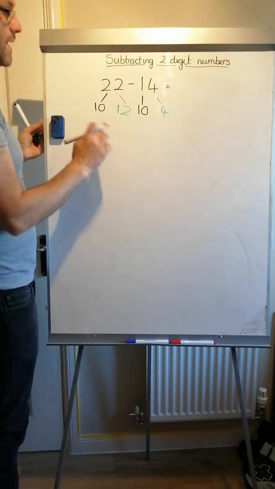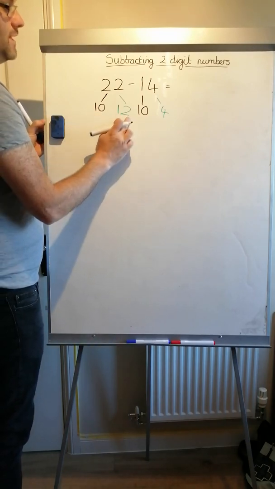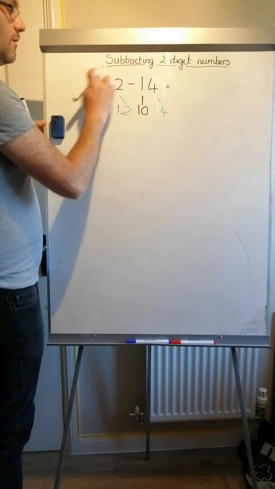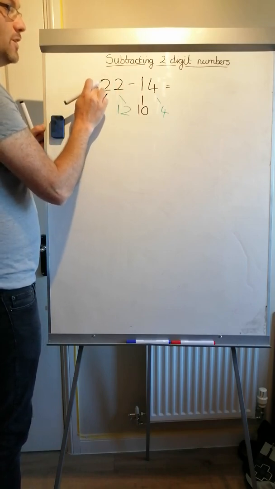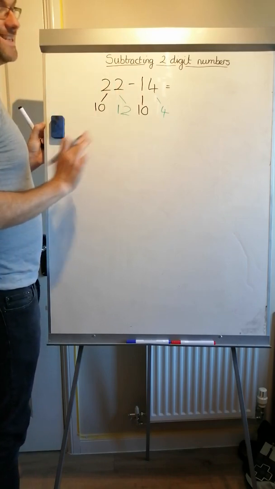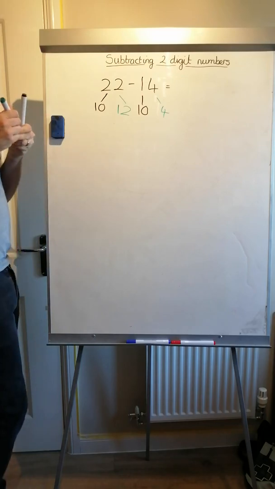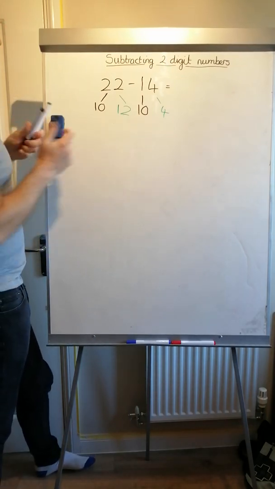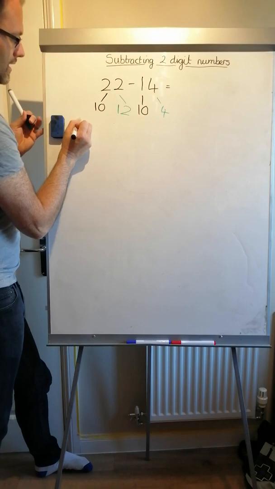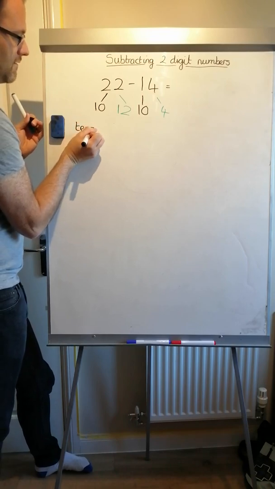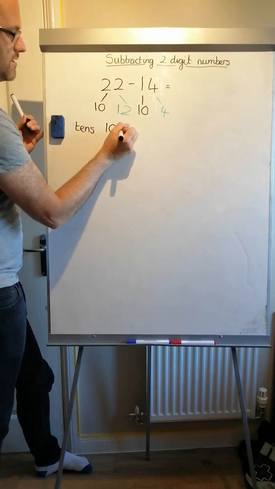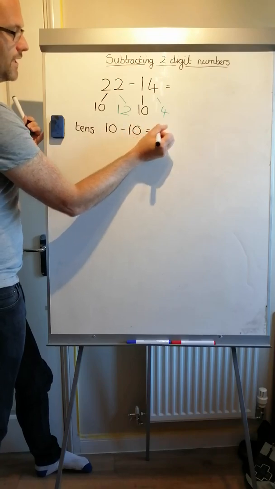You've done this before with me. So instead of having 20 and 2, we've got 10 and 12. If you put those two numbers together, it would still be 22. The 14 stays the same. So now we can do our subtraction as normal. Let's do the tens first. So we've got 10, take away 10, well that's going to be 0.